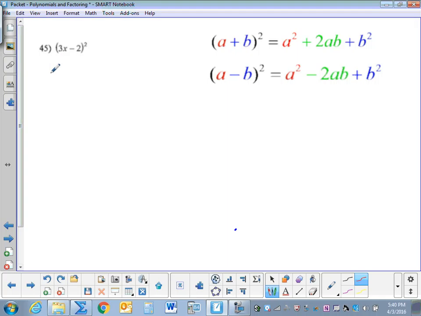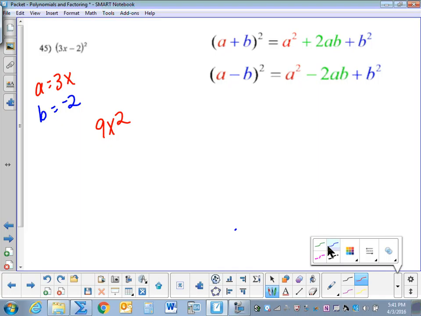So number 45, let's identify a, which in this case is 3x, and we'll identify b as negative 2. So go ahead and apply the pattern. So we're going to square the first term, which is going to be 9x squared. We're going to multiply them together, which is minus 6x, and double it, which is minus 12x. And then we're going to square the last term.